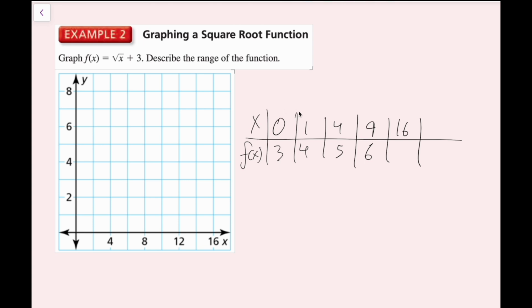Because I chose these perfect squares, that just means I'm going to be increasing my output by 1 each time. So you can take a guess, this is going to be 7. And if I actually try that, the square root of 16 is 4, and then plus 3 is 7. So I'm just going to plot these points.